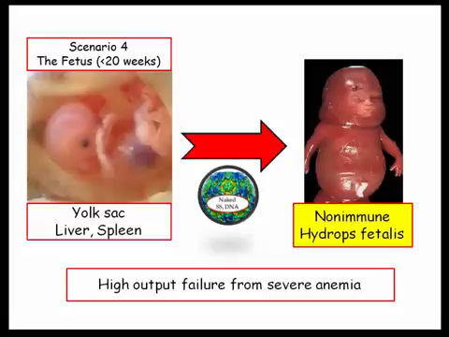RBC production is seriously compromised with severe anemia and failure of oxygen carriage. This results in high output cardiac failure, meaning oxygen is not getting delivered to end organs. Fluid accumulates as it would in any other situation of volume overload. Just be aware that hydrops is another hematologic, not immune, manifestation of parvovirus.